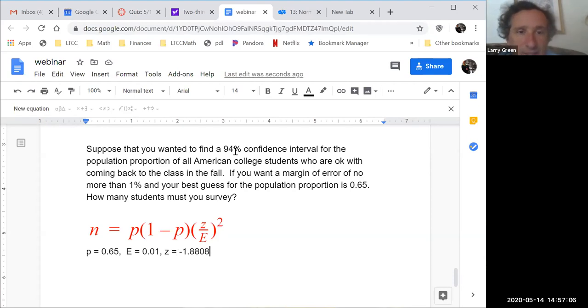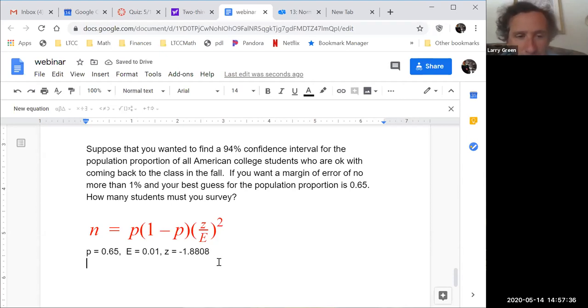Again, what you do is you say 94%, and 1 minus 94% is 6%. Half of 6% is 3%. So 0.03 is going to be our high. Our low is going to be -99.99, and our standard deviation is 1. Our mean is 0. And then you go for the calculate, and that gives you a negative 1.8808. And you don't need the negative because, same as before, we're squaring.